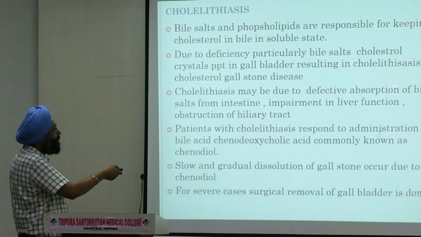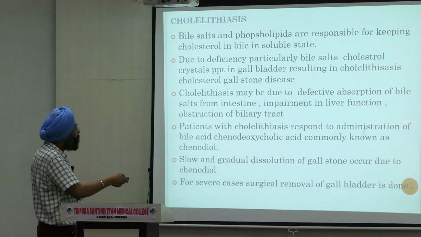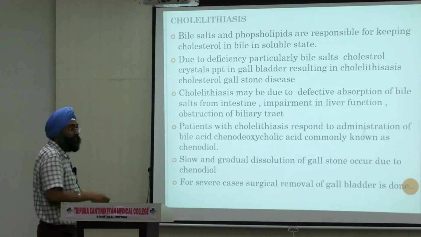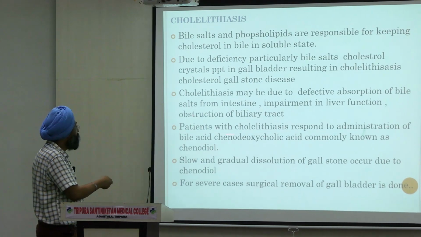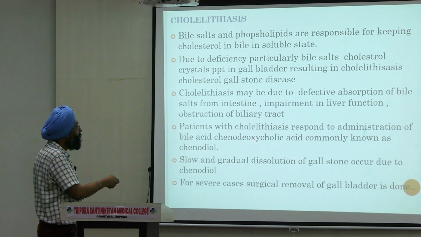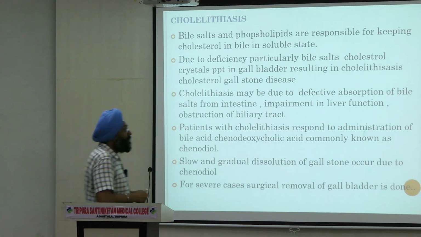Cholelithiasis may be due to defective absorption of bile salts from the intestine, impairment in liver function, and obstruction of the biliary tract, right? Patients with cholelithiasis respond to administration of bile acids, chenodeoxycholic acid, commonly known as chenodeoxycholic, right?